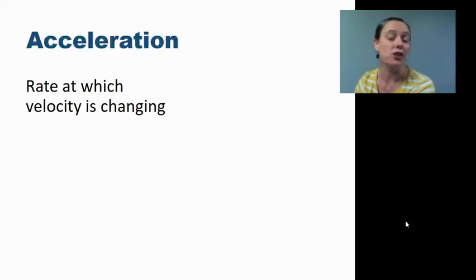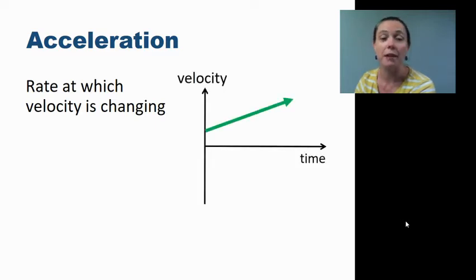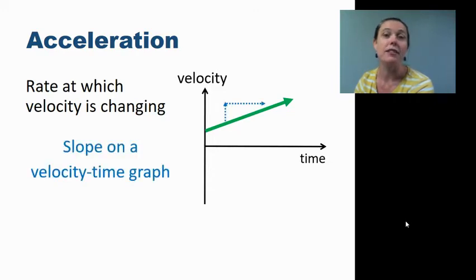Similarly, acceleration is defined as the rate at which velocity is changing. That means if we're looking at the graph of an object's velocity as time passes, the acceleration is simply the slope of this line.